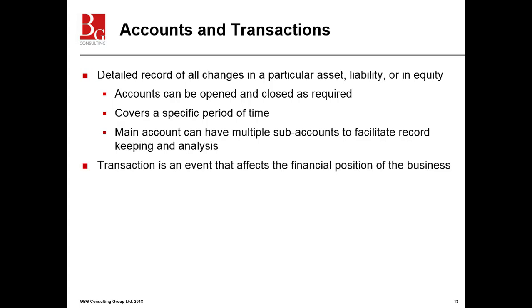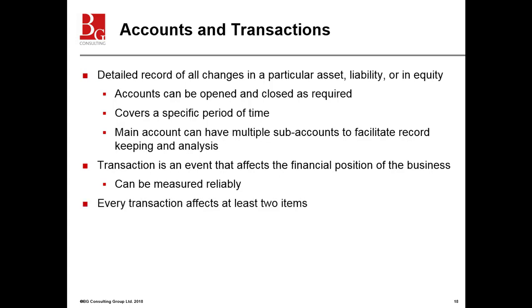A transaction is simply an event that affects the financial position of the business and can be measured reliably. The key to understanding how accounting works is this. Every transaction affects at least 2 items. And you may have heard of the term double entry bookkeeping, which comes from this effect.